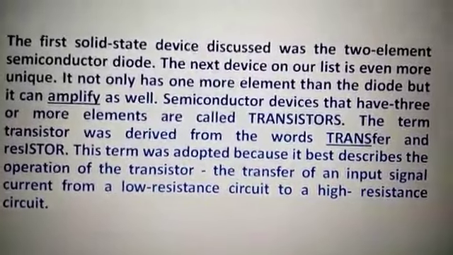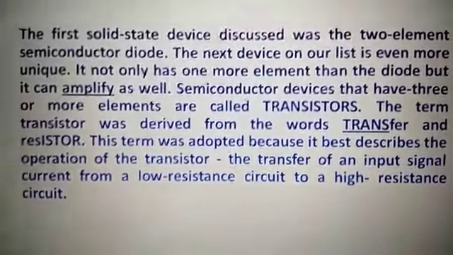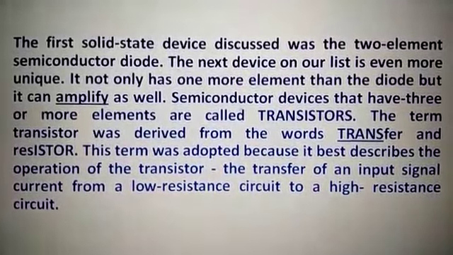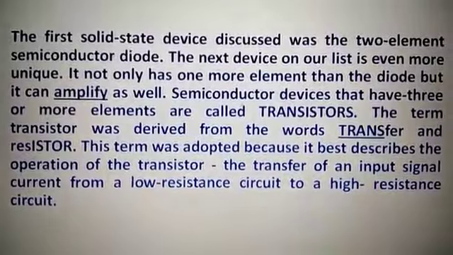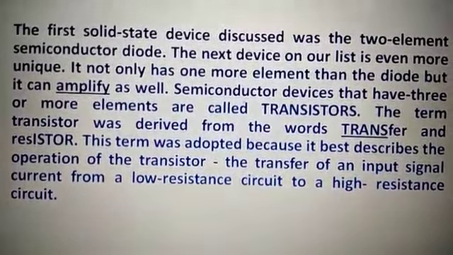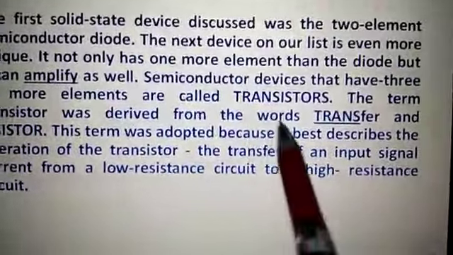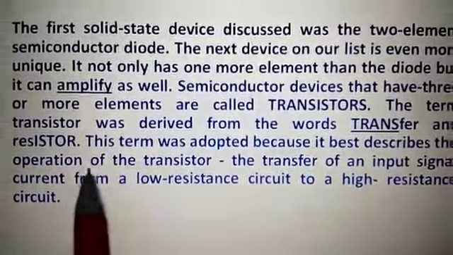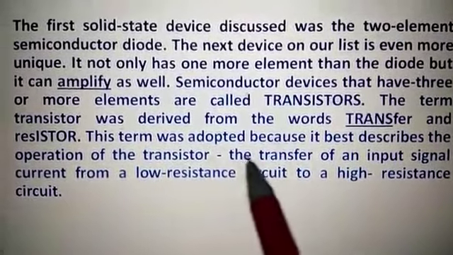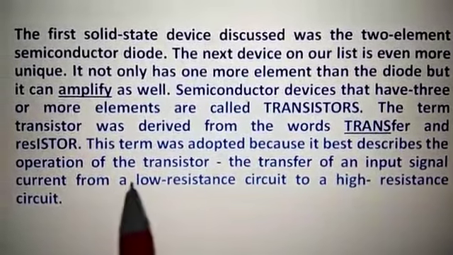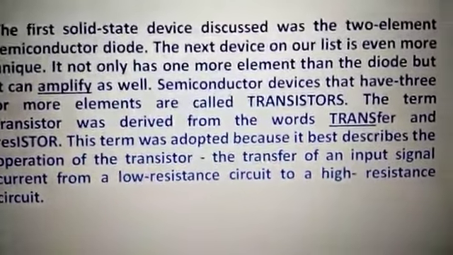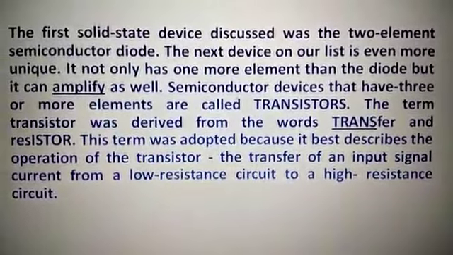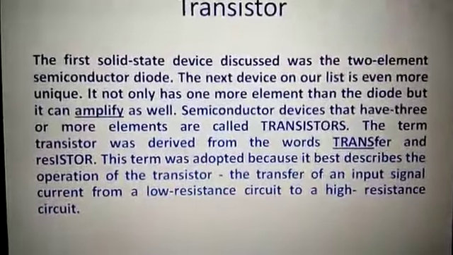The word transistor is derived from the words transfer and resistor, the transfer of electrons or current through a resistor, from low resistance to high resistance. From this we defined the transistor. This term was adopted because it best describes the operation of the transistor: the transfer of an input signal current from a low resistance circuit to a high resistance circuit. This is called a transistor.